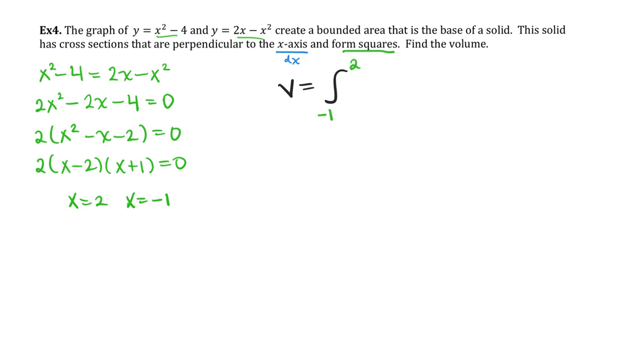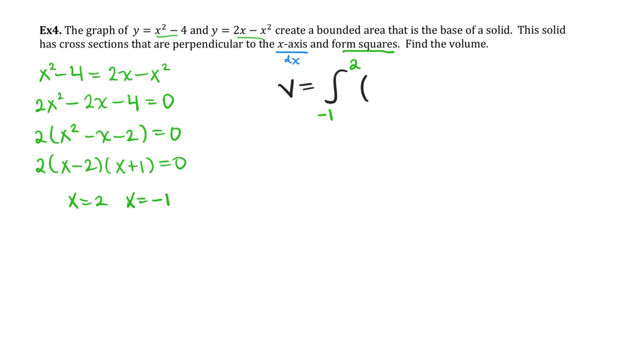Okay, now these form a square. The formula for a square is a side times itself. So I just need this side. The side is the cross section. Okay, so I want to do this one minus this one, or this one minus this one. Now technically, because I'm squaring it, it's not going to matter which one comes first. Because it matters sometimes, I'm going to see which one is higher, just for the practice of it.